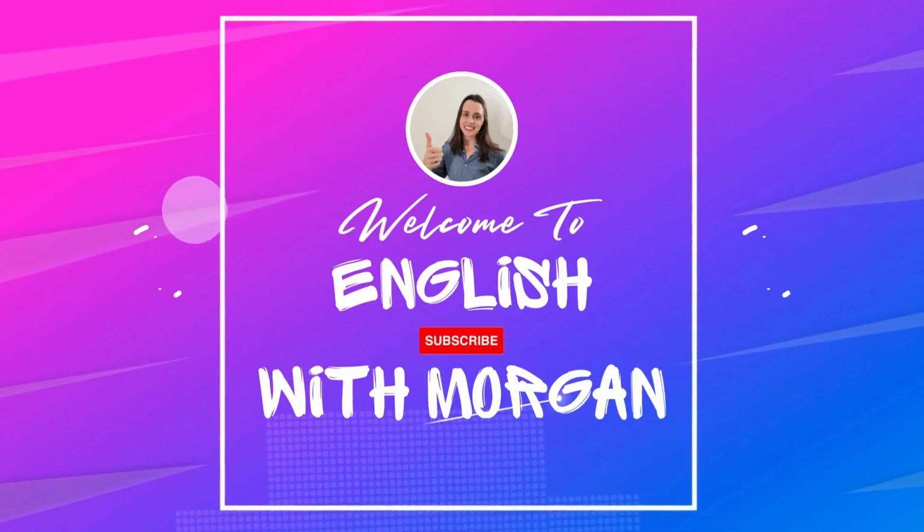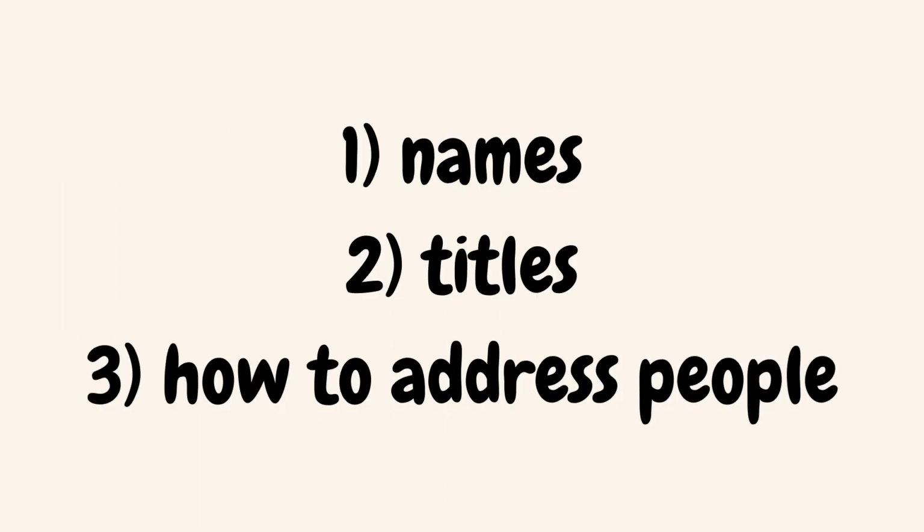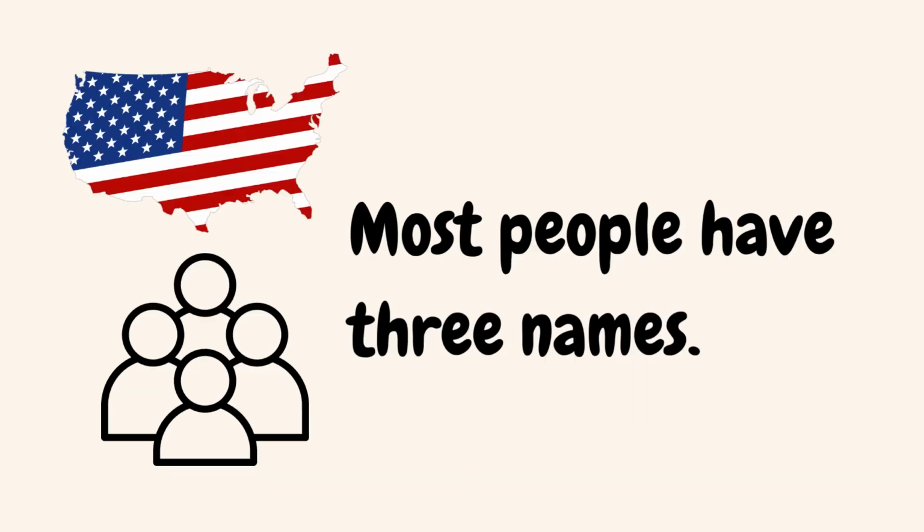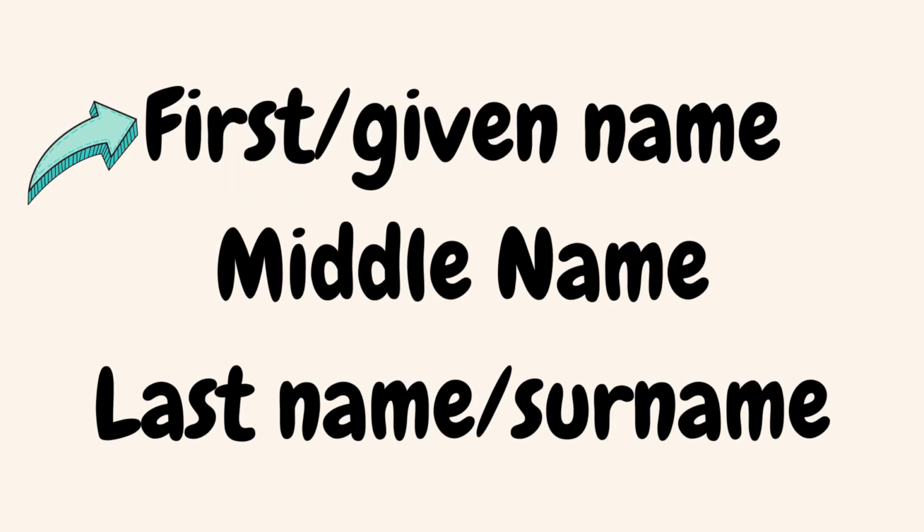In today's lesson, we will learn names, titles, and how to address people in American English. In the United States, most people have 3 names. They have a first name, also called your given name. They have a middle name and a last name, also called a surname.